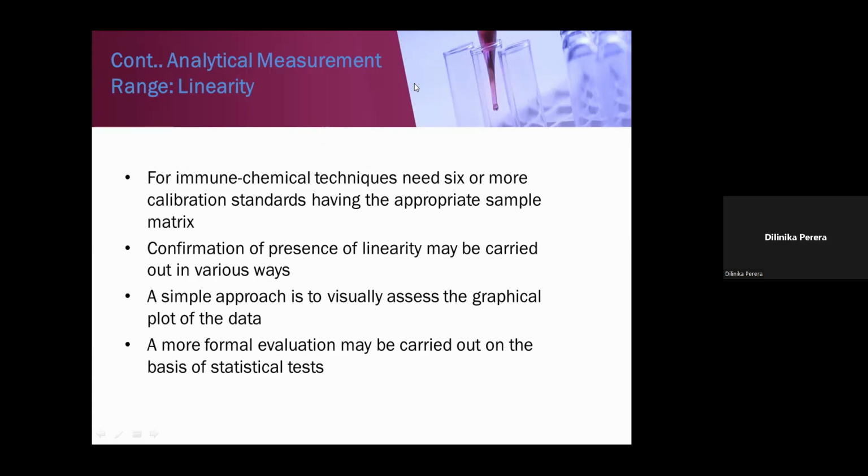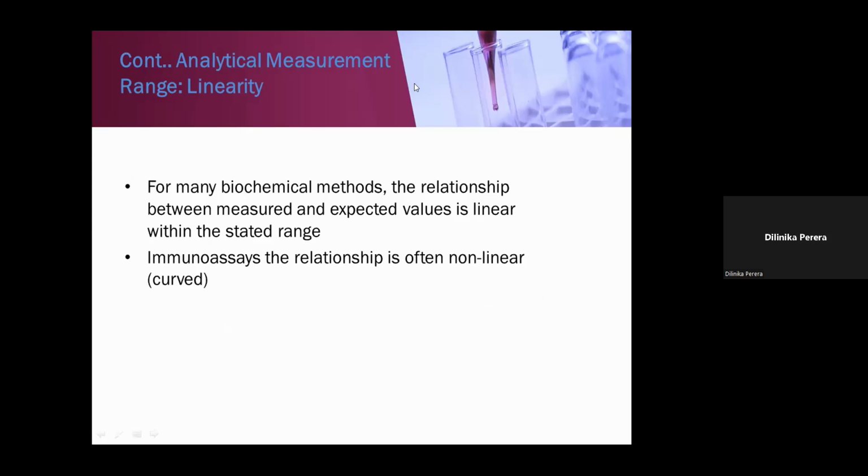To confirm the presence of linearity, whether this method is linear or not, we can carry it out in different ways. One method is a graphical plot of the data. This is very simple, and there are also certain statistical tests that will detect whether the method is linear or not. For many biochemical methods, the relationship between the measured and expected values is linear within the stated range, and for immunoassays, as I mentioned earlier, it will be curved.